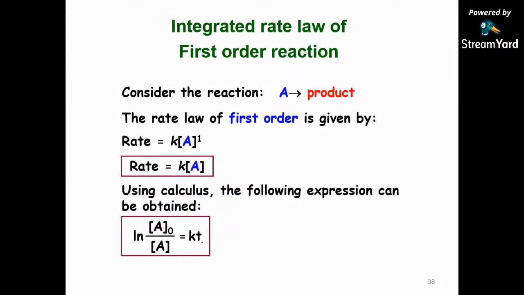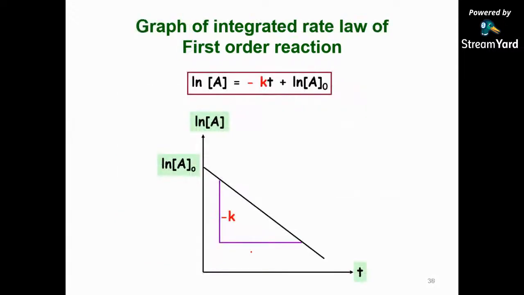This is the integrated rate law for first order. You transform it and then you get this graph. This is the pattern of the graph. For first order we deal with ln. For different orders of reaction there is a different pattern. So for first order, we use ln of concentration over time.